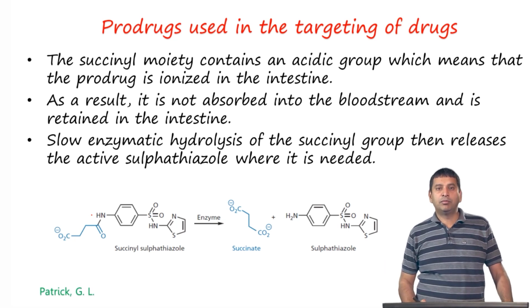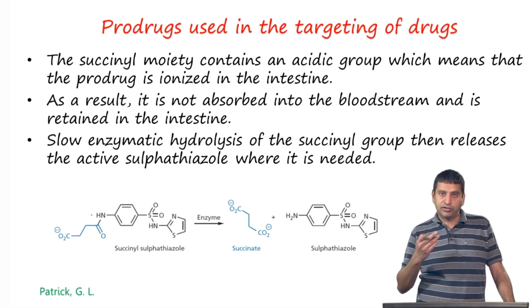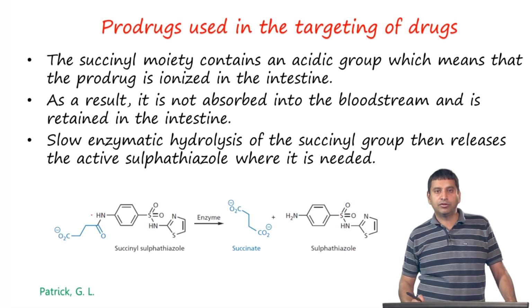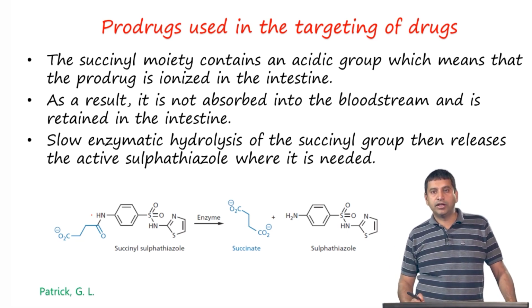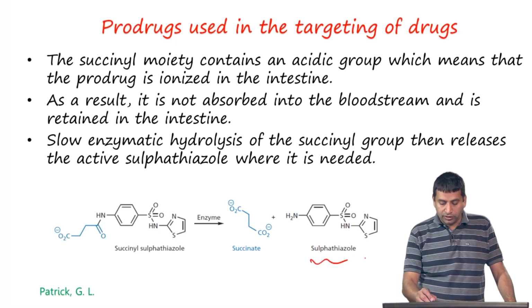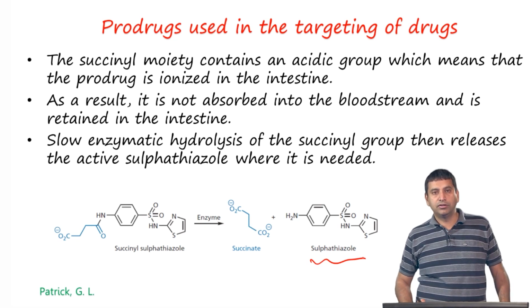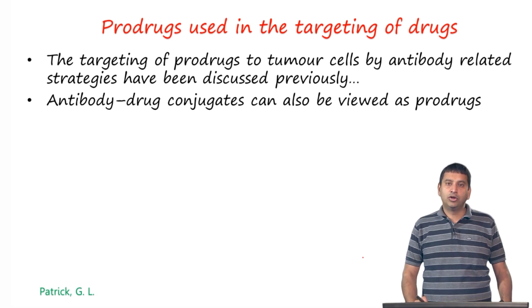Because the succinyl moiety is an acidic group, the prodrug is not ionized in the stomach because of the pH. Once it gets into the intestine, it is ionized, so it does not get into the bloodstream. Slow enzymatic hydrolysis of the succinyl group then releases the active drug and succinate, which is tolerated very well inside the body. The targeting of drugs is also very useful in tumors.